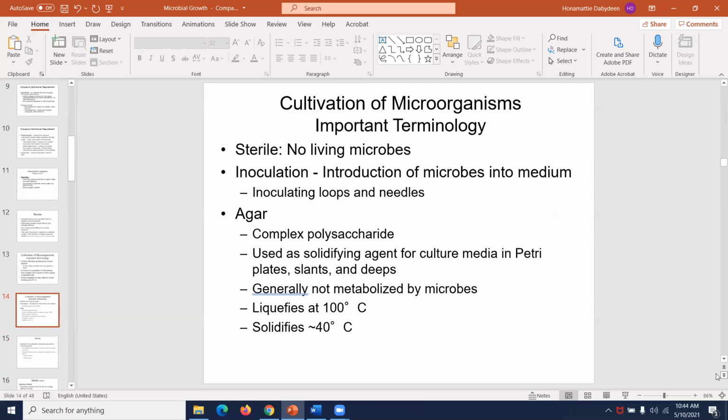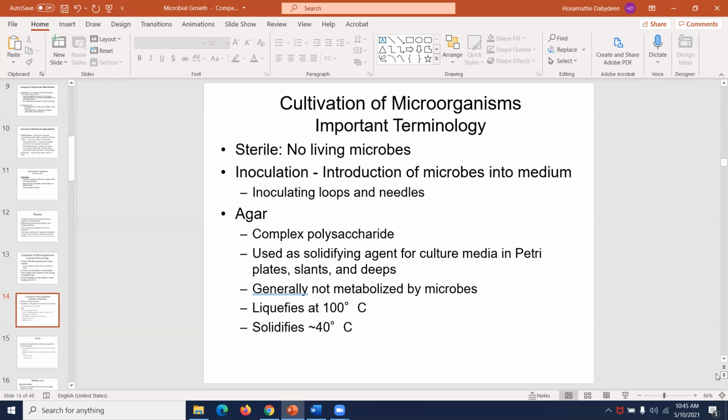Sterile means no living microbes. I just mentioned the word before without explaining what it is. When we make media for the organism, which is the food for the bacteria, whether it's a broth or solid medium, we don't want any other organisms to be there. No organism there in the first place. So that medium is considered sterile, nothing growing on it.